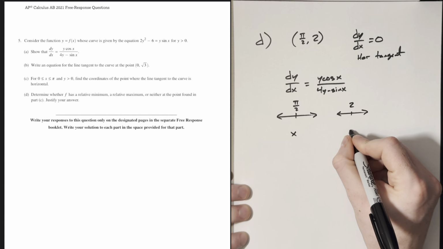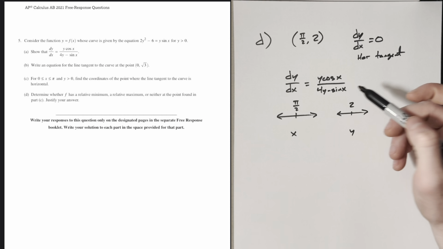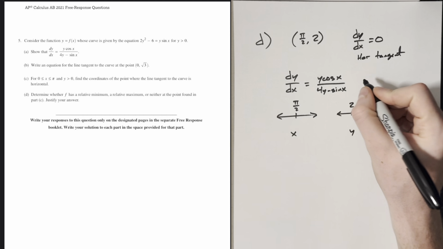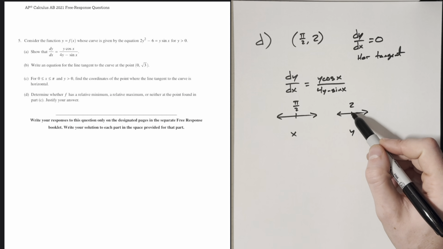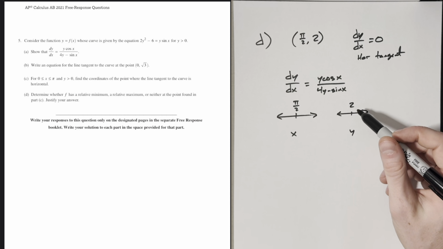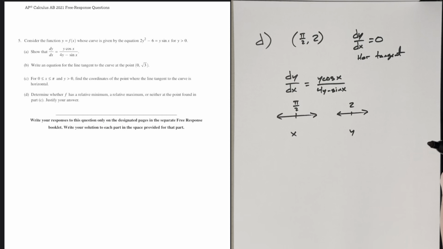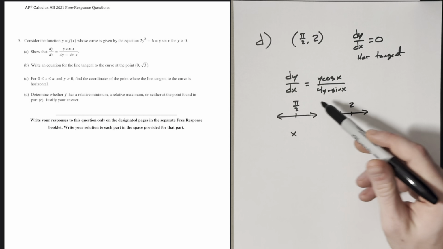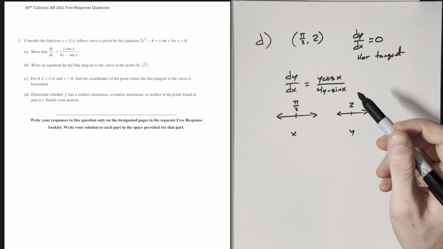So I'll just put this as x, this is y. Let's look at the denominator first. For y, it's going to be around 2, so 4y is going to be close to 8. If it's slightly less than 2, 4y will be slightly less than 8. If it's greater than 2, it'll be slightly greater than 8. So this is positive on both sides.